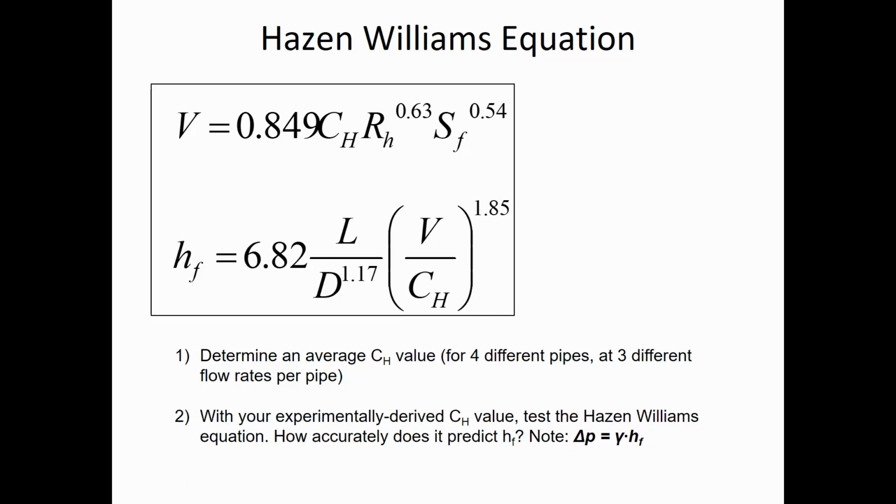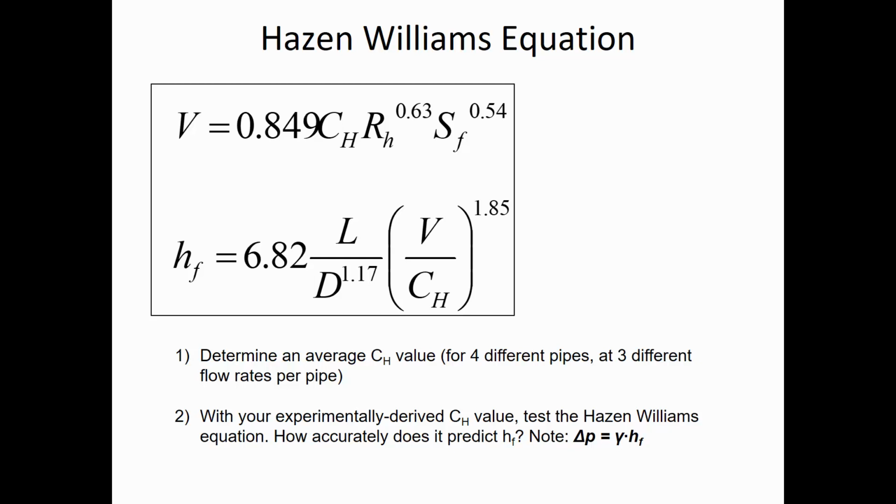So just the broad strokes of what you're doing in this experiment is you're going to develop an experimentally derived average C sub H value. You'll look at the 4 different pipes, and you'll have 3 different flow rates through each pipe. So of those 12 runs, what's the average C sub H value? So you'll determine that experimentally.